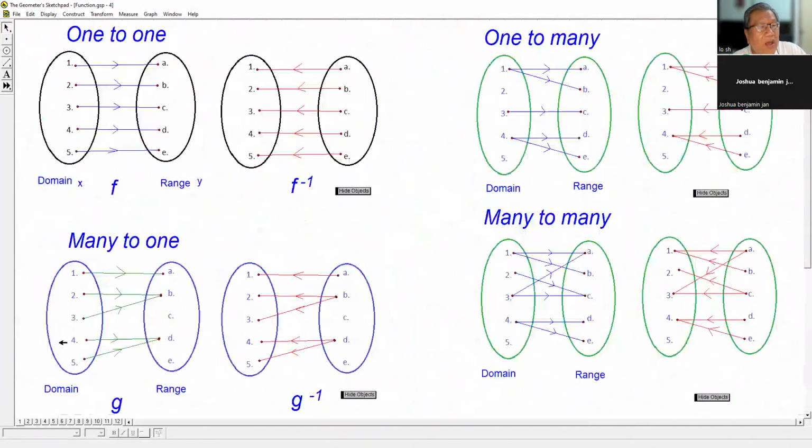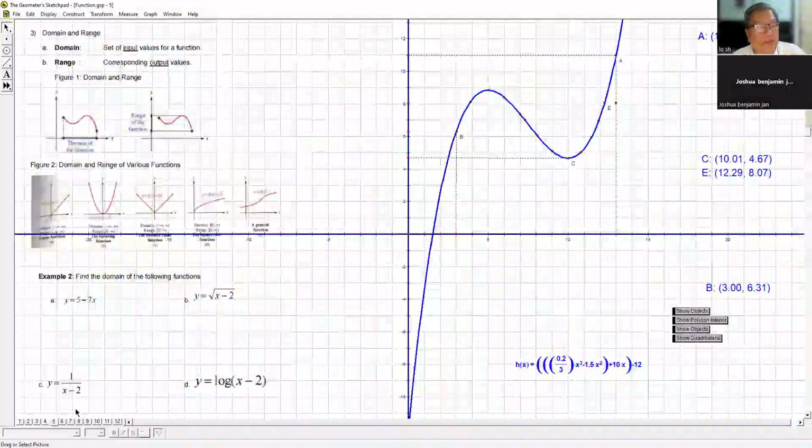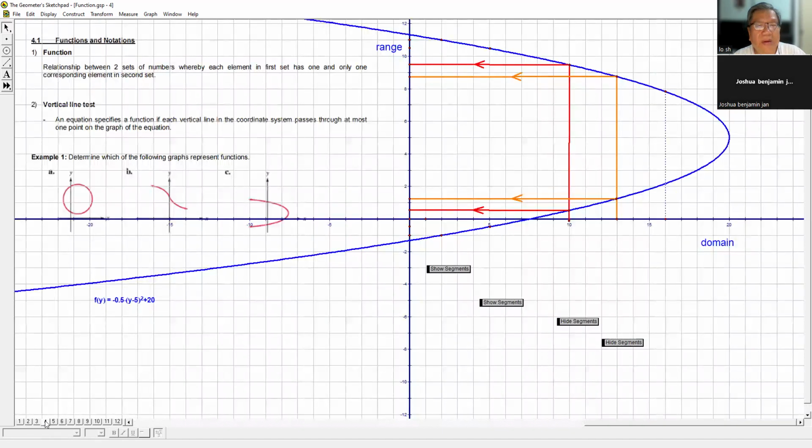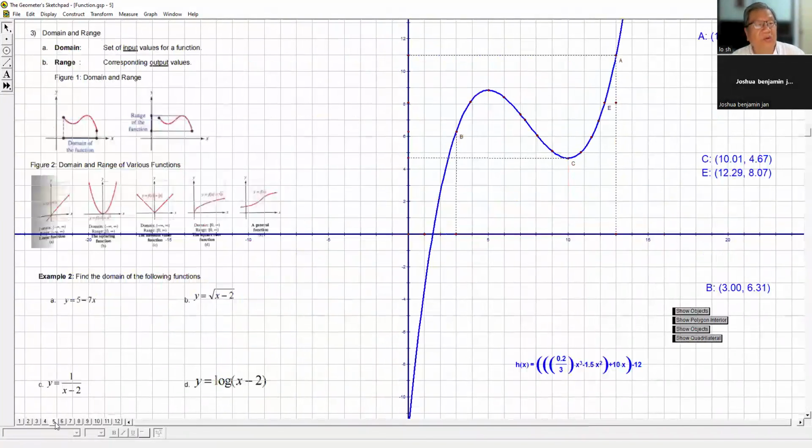You also can look at this diagram, right? This diagram, and see whether it is a function or not. If this type, function. This type and this type, not function. So now you look at the graph, not at the diagram but at the graph, and you know whether it is a function or not.